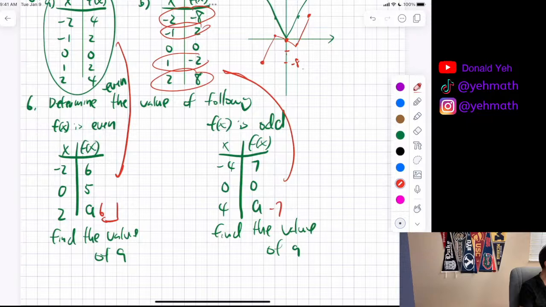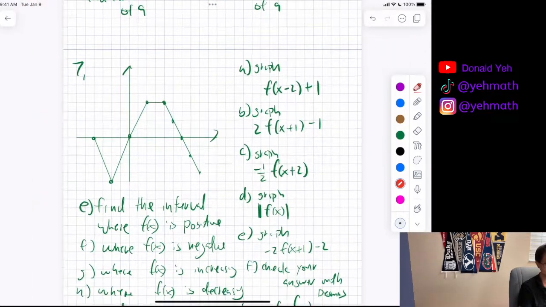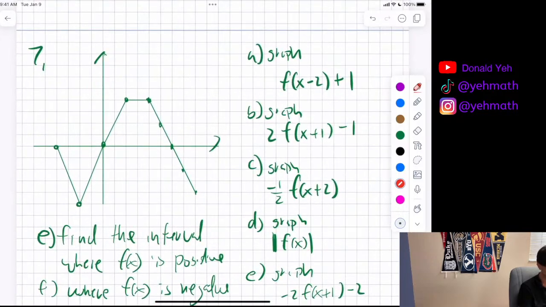Does that make sense? Oh, we figure out A, sorry. So on the test, I will ask you to figure out a value. Determine the value of the following, where there's something you have to figure out, which is A. Find the value of A. Why would I ask you to find the value of 9? I don't know. All right. I'm sorry, my handwriting is ugly.